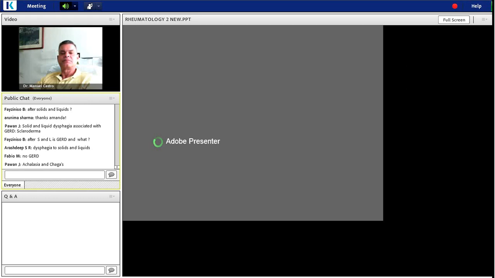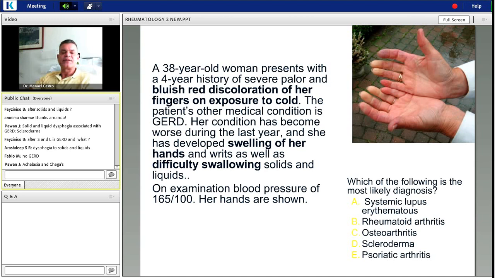Okay, so let's continue here. So we already said that this patient probably has, because of the fact that she has dysphagia, difficulty swallowing solids and liquids, as well as GERD that we can see here, GERD and dysphagia to solids and liquids, it's likely that this patient has scleroderma. Okay, remember that the other condition that causes dysphagia to solids and liquids but never has GERD is going to be achalasia. In South America, it's going to be Chagas disease.